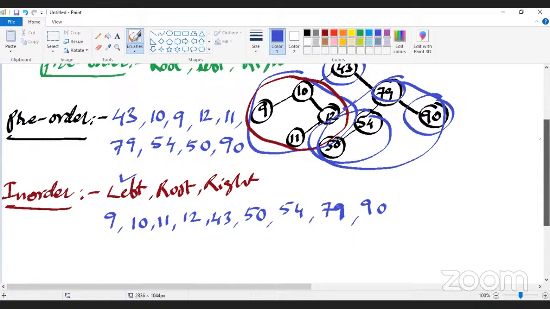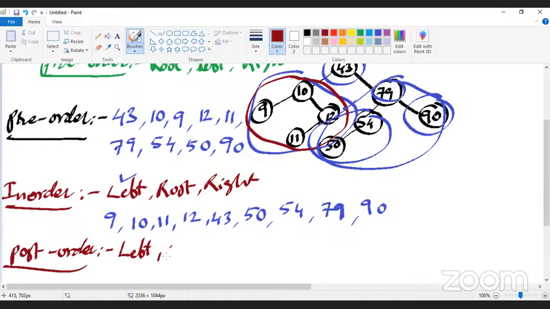Next one, post order. Post order means the root will be the last. This is left, right, root.